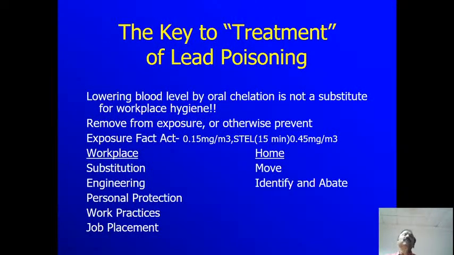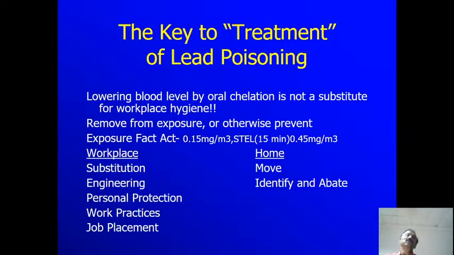The key to treatment of lead poisoning is lowering the blood levels by oral chelation, but the key to everything is always remove from source. Remove from source is the biggest and most important thing to be done, because if you keep the person near the source, you keep on adding on. You can keep chelating, but there's no use.